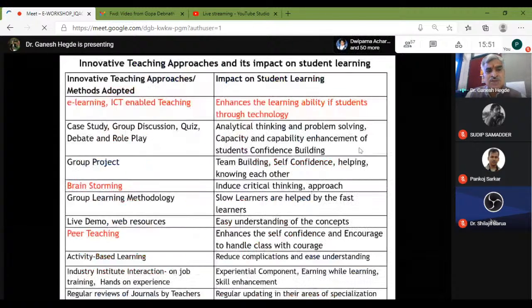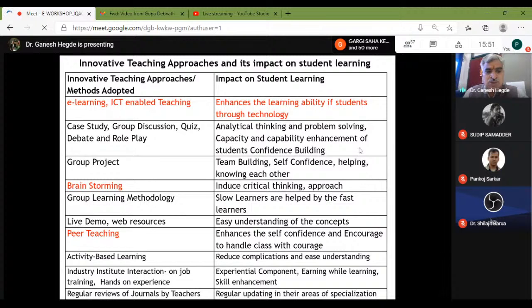One college talks about innovative teaching approaches: ICT enabled teaching, e-learning, case study, group discussion, group project, brainstorming, group learning methodology, live demo, web resources, peer teaching, activity-based teaching, industry-institution interaction, regular reviews of the journals by the teachers.